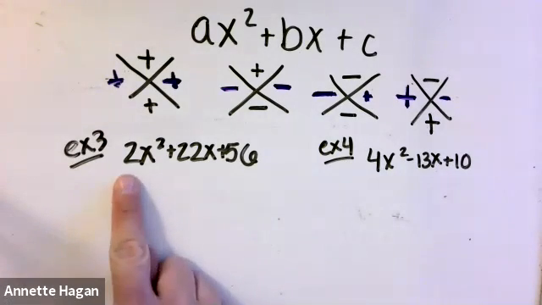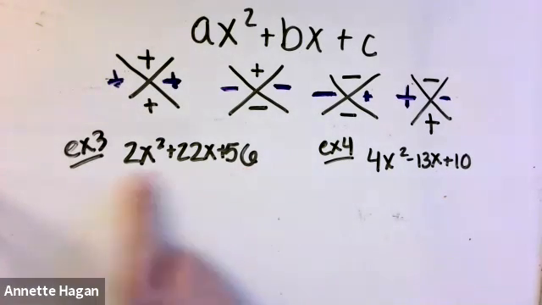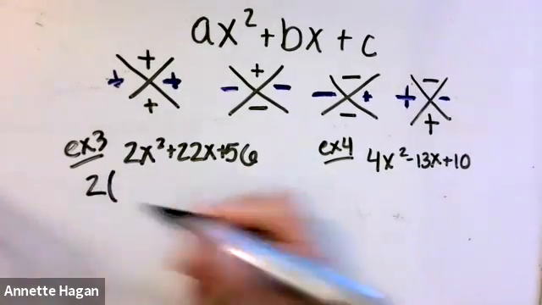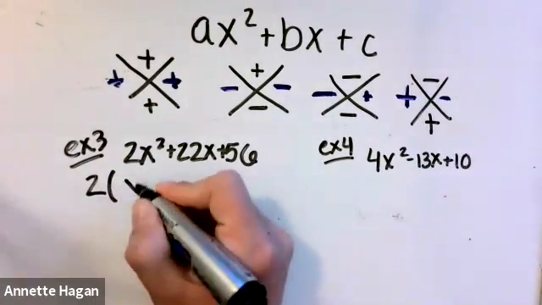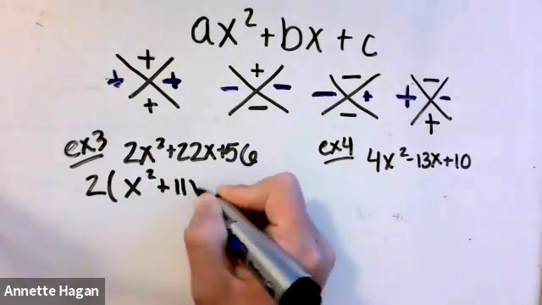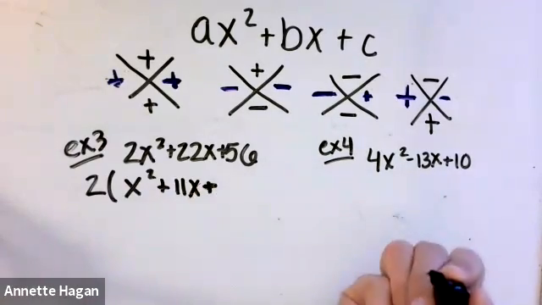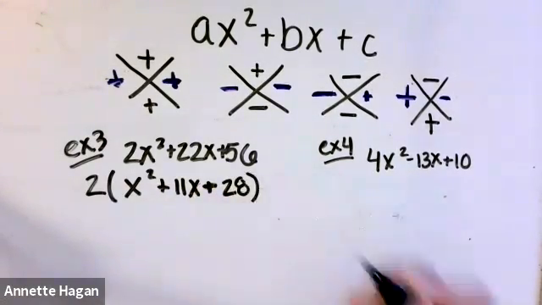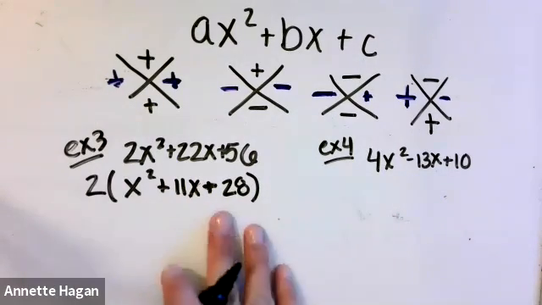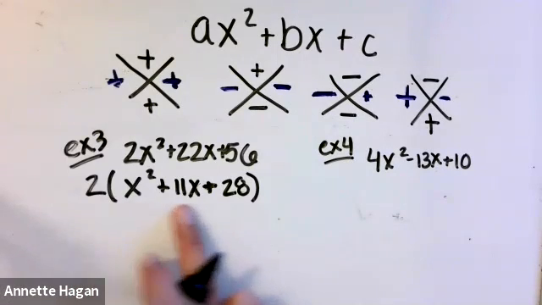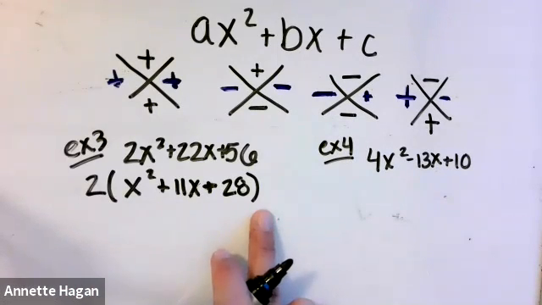So when I look at example 3, I notice that 2, 22, and 56 are all even numbers. So that means I can factor a 2 out of all 3 of these. So I factor a 2 out, I'm left with x squared plus 11x plus 28. Okay? So when I take my ABCs for this problem, I'm going to take them from the factored form after taking out the GCF.